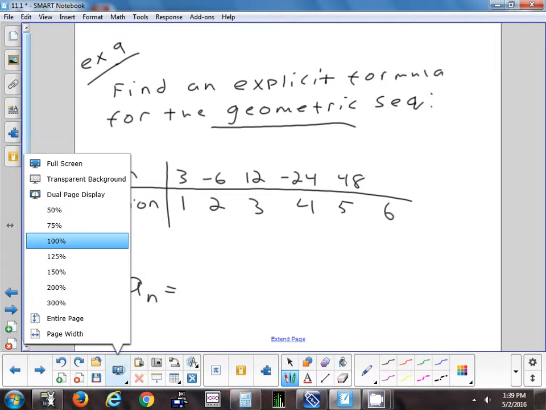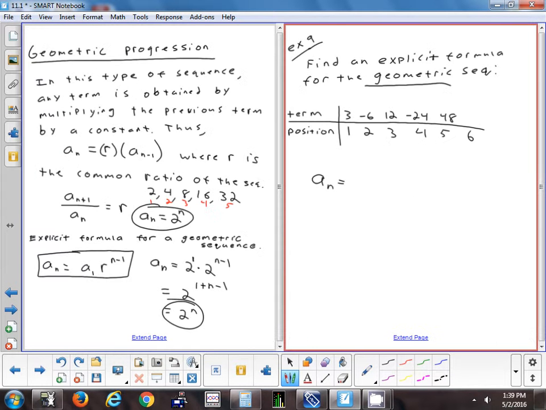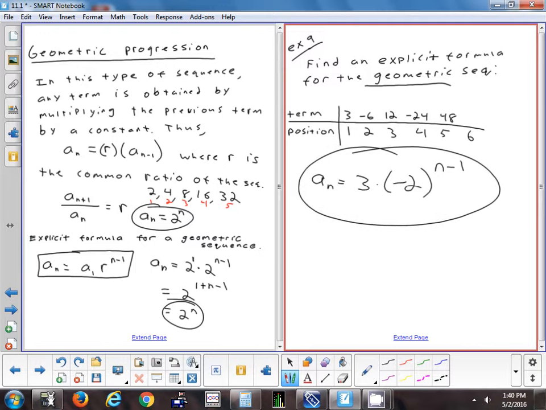So now the formula says a sub n equals the first term. Okay, what's the first term? 3, times, okay, find your common ratio. Take a term, divide by the one before it, negative 2. And what power do I raise negative 2 to? n minus 1. Now in that problem, that's all you can do. That's your final answer.